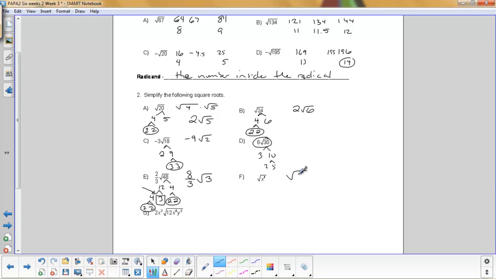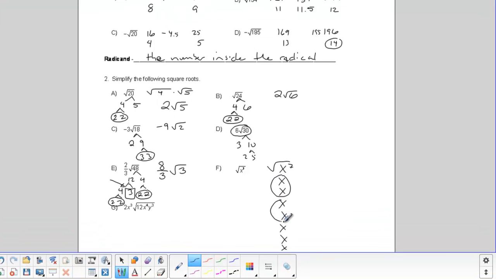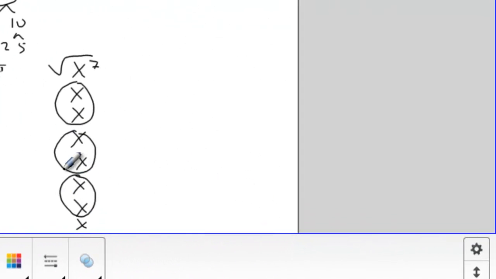The square root of x to the 7th power. 1, 2, 3, 4, 5, 6, 7. Circle all perfect squares. There are 3 of them. So that means x to the 3rd power comes out and x remains inside.